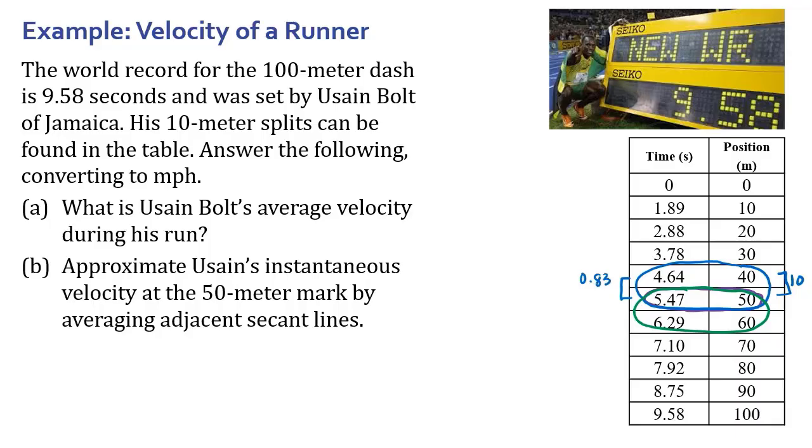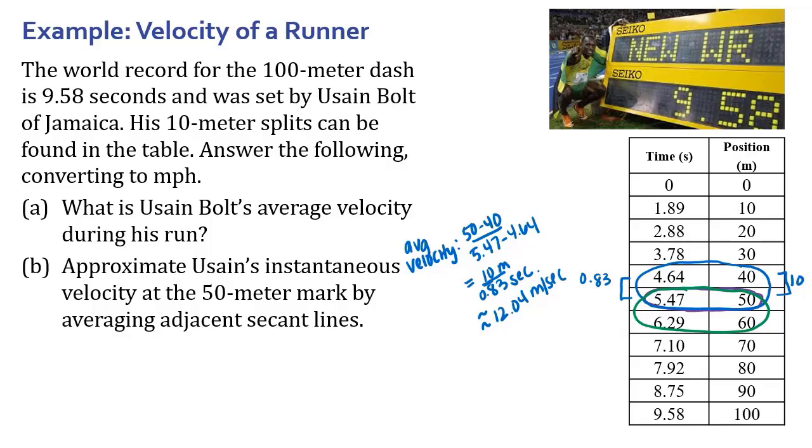So if I'm going from the 40 to 50, as he's approaching that 50 meter mark, his average velocity there is going to be 50 minus 40 over 5.47 minus 4.64, which gives us 10 over 0.83. Using our units, 10 meters over 0.83 seconds, which is approximately 12.04 meters per second.